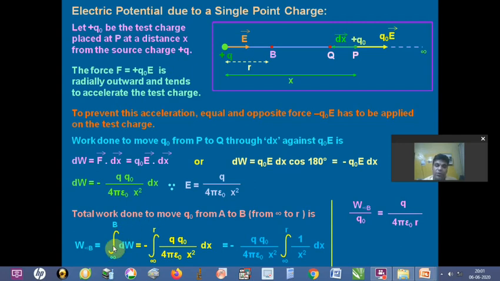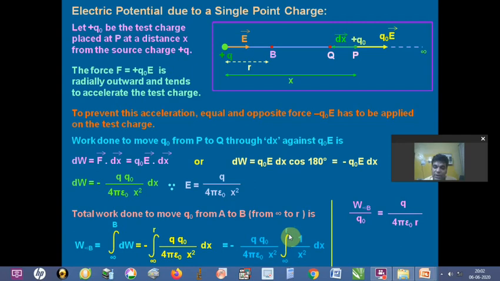So what will be the total work done? dw is the small work done on this point, moving this point. So we are calculating here from infinity to b, we have to move this test charge from infinity to b. So we have put the value of dw here. So we get q naught upon 4 pi epsilon naught x square. All these parameters are constant, only x square is a variable. So 1 by x square dx.